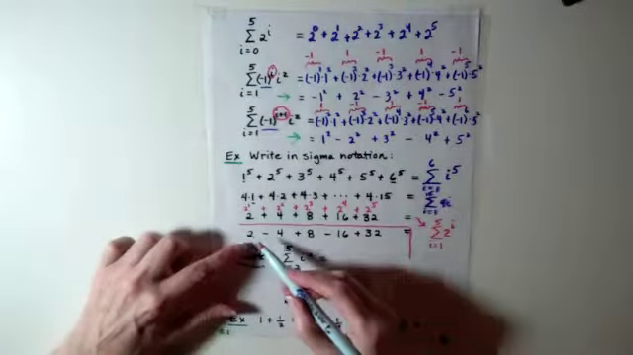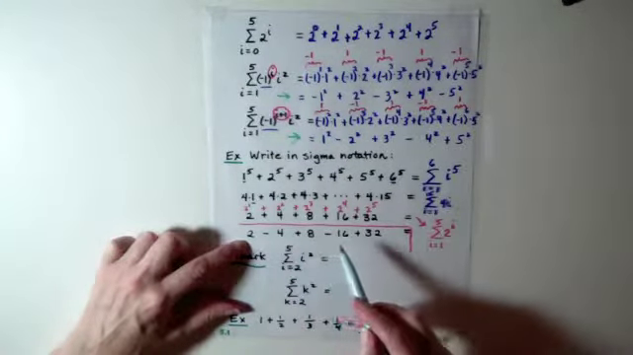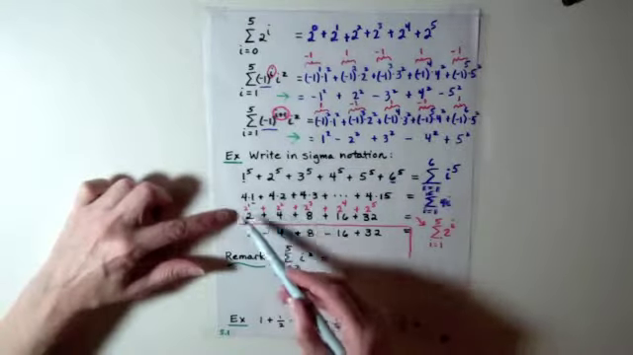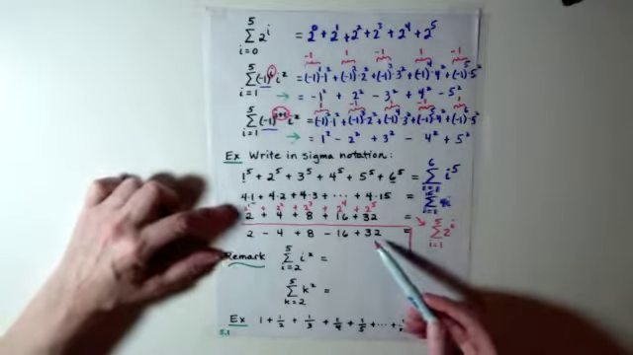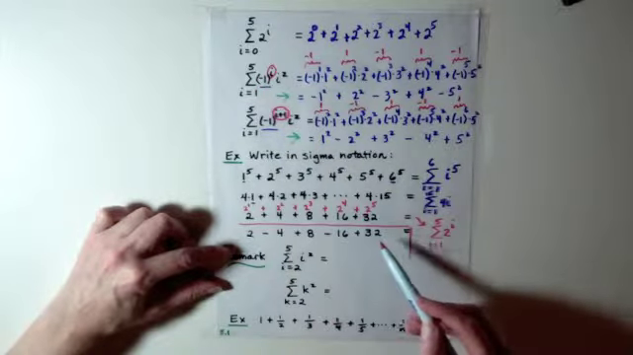Well, let's look at this last example I asked you to do, 2 minus 4 plus 8 minus 16 plus 32. Well, these still look like 2 to the first, 2 to the second, 2 to the third, 2 to the fourth, and 2 to the fifth, but I notice that the signs are not alternating. It's plus, minus, plus, minus, plus.